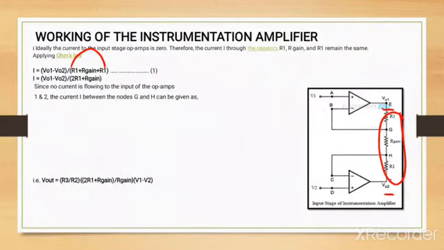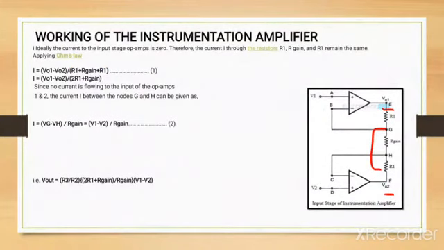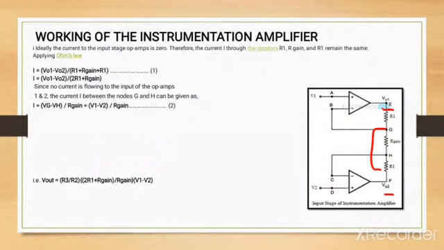Then, since no current flows into the input of op-amps 1 and 2, the current I between the nodes G and H can be given as follows. So where are G and H? This is your G and H. Now you have to write the current equation between these nodes. The voltage across them will be Vg minus Vh, divided by R gain.